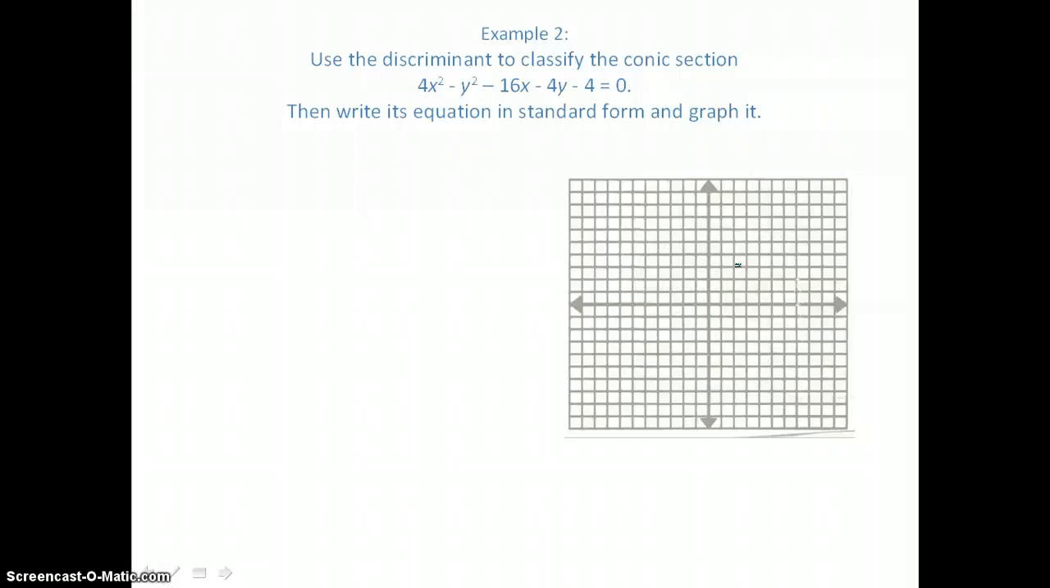In example 2, we want to use a discriminant to classify the conic section. We want to write its equation in standard form and graph it. So again, let's pick out a, b, and c. A is equal to 4, b is equal to 0, and c is equal to negative 1. The discriminant is b squared minus 4ac. So b is 0, so we have 0 squared minus 4 times a, which is 4, times c, which is negative 1. So here we're getting positive 16 for a discriminant.